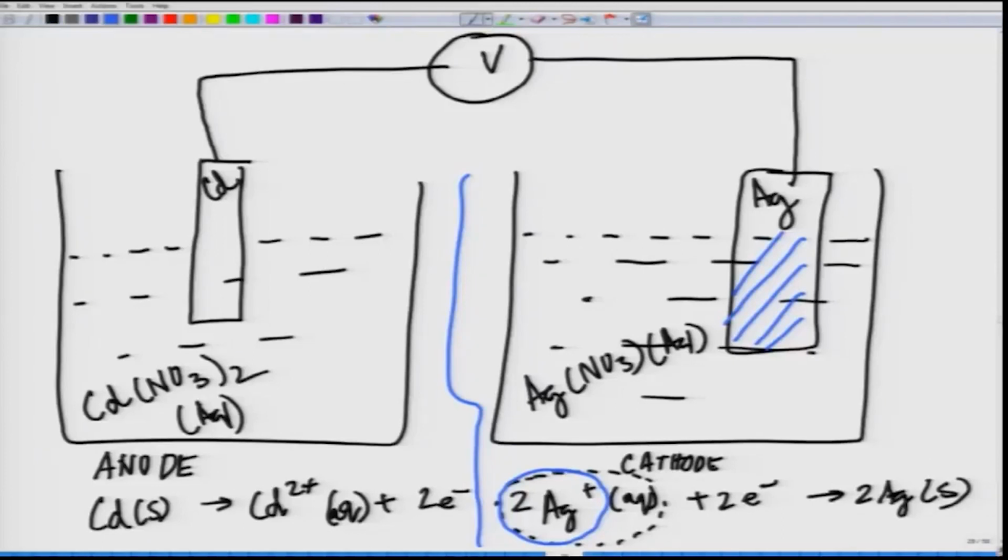Now, we will be introducing the basic fundamental of the salt bridge. So, here we have a salt bridge now. What is a salt bridge and what is its role?